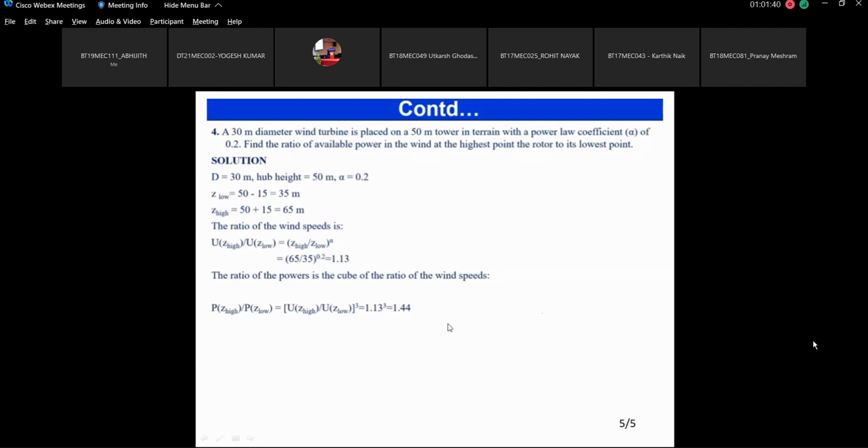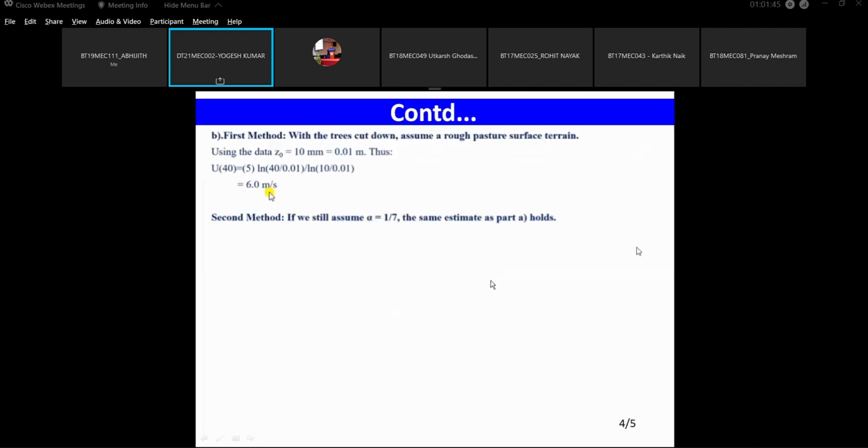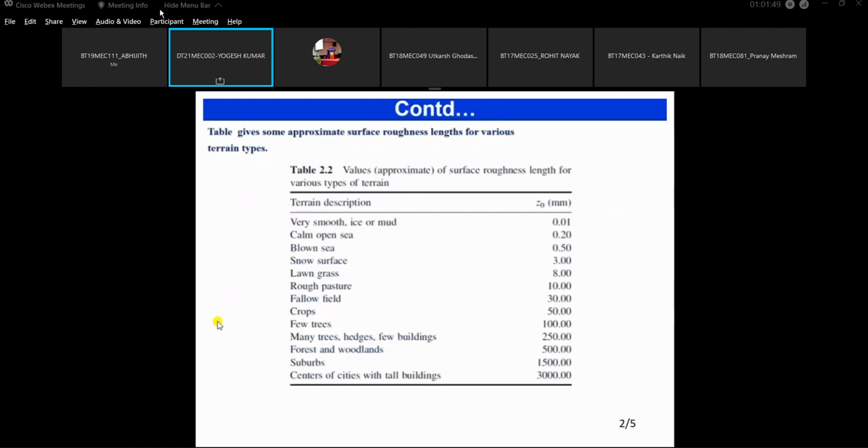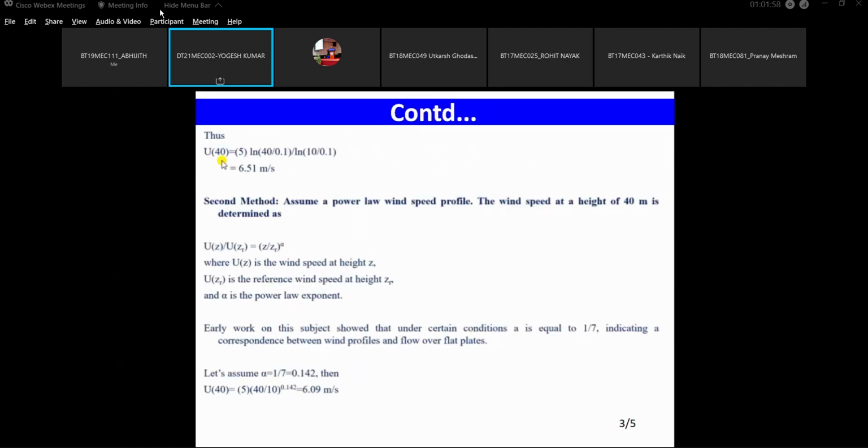So practice similar kinds of questions based on these formulas, the logarithmic profile law and power law. In the logarithmic profile law, we use the table for surface roughness length. In the power law, we use the simple formula Uz by Uzr equal to z by zr to the power alpha.